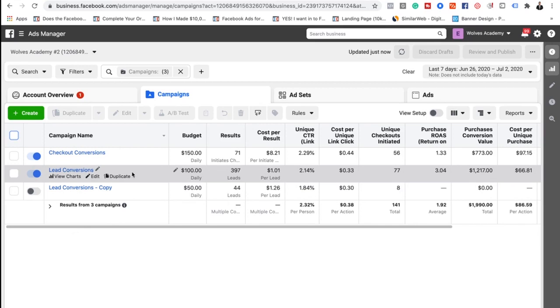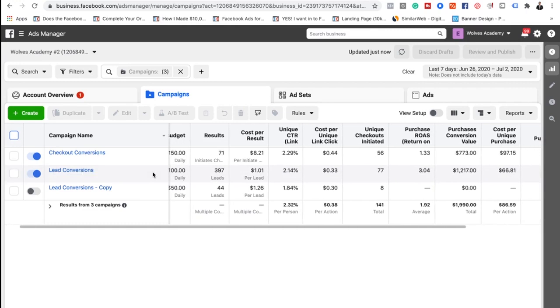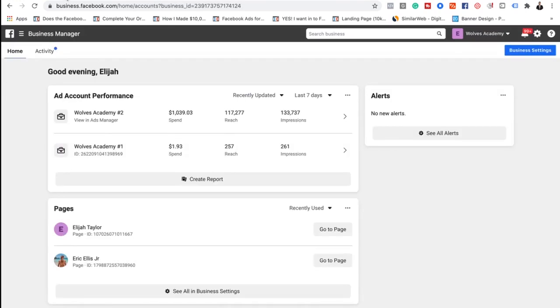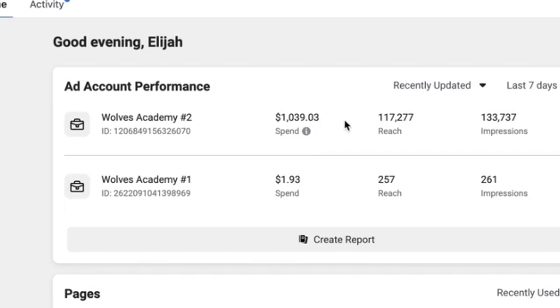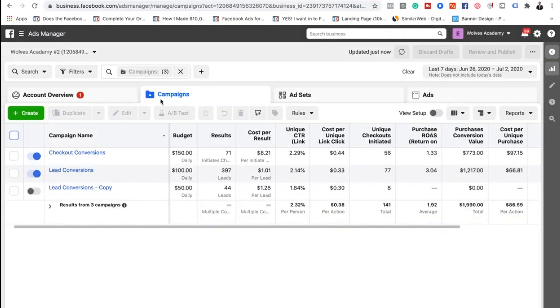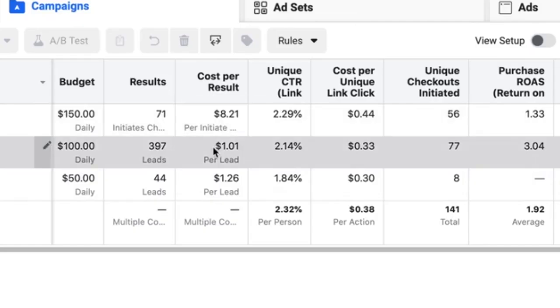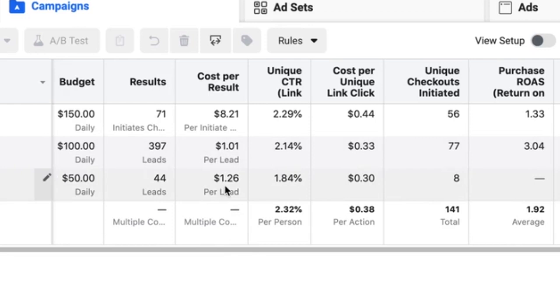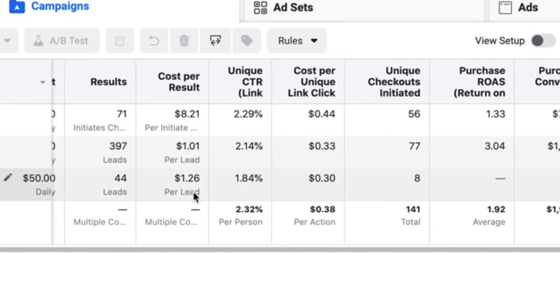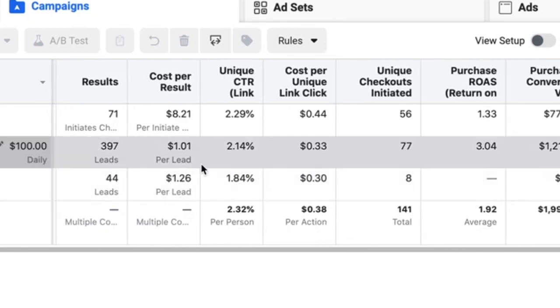Now guys, I'm so happy that I did not kill that lead conversions campaign, because if you look here, we're going to look at the overview from the last week. From the ads manager that I just started right here, we have $1,039 spent. And if we look at the campaign overview, we have on average about $8 per initiate checkout, $1 per lead, and then we were getting $1.26 per lead on this other campaign. I should have left it going. I actually might turn it back on, but no sense when I could just continue to scale this one.